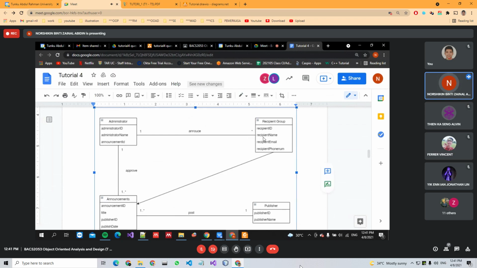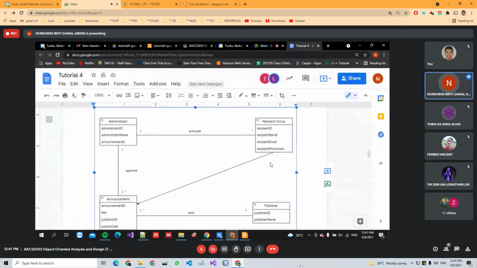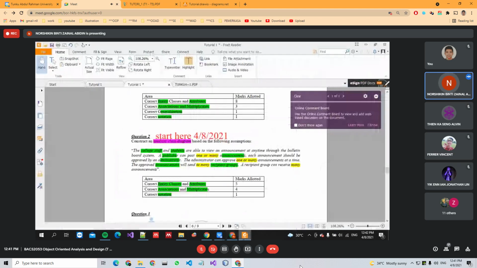Okay, recipient group. But if you go to Elvin, he split this recipient group into college staff and student. I will accept an answer either way, whether you split it or do it like this. But like I said just now, if we read line by line, you should get this class. But then when you draw your, okay, first we go to here.